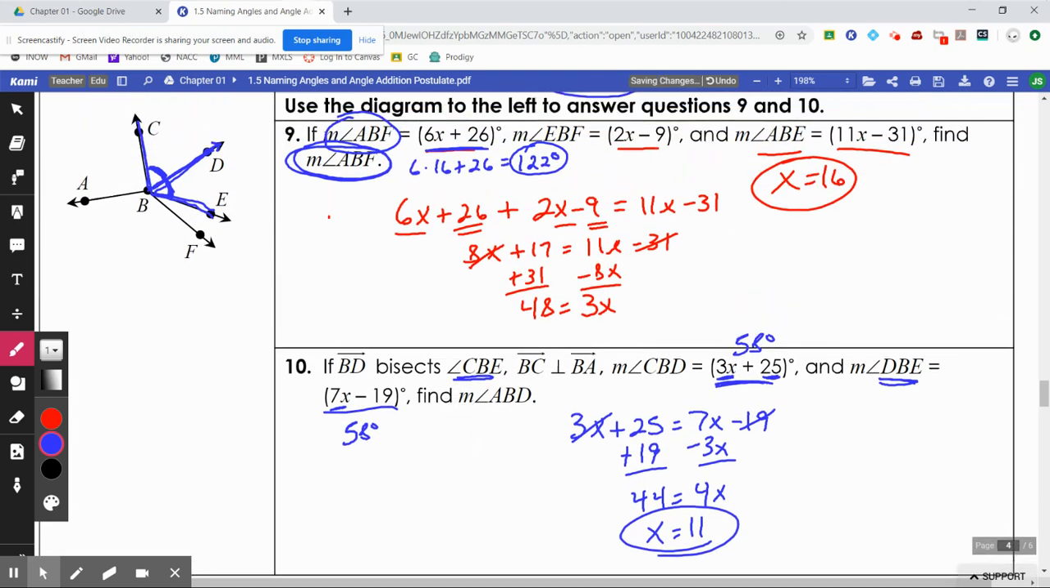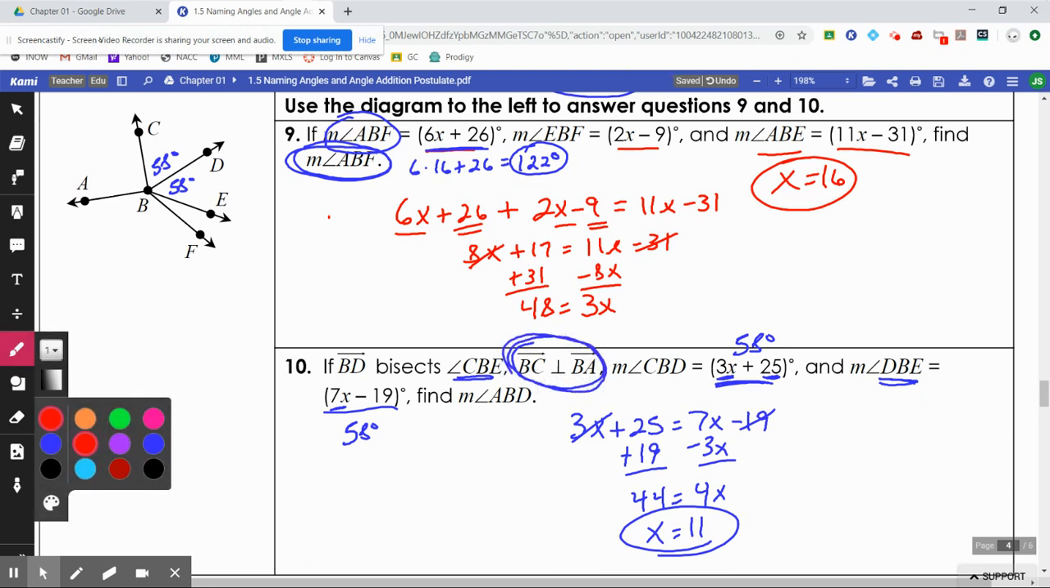So let's go back to my drawing. And I believe we're going to have to find some different angles, but I know now that this one is a 58-degree angle and this one is also a 58-degree angle. It says here also that BC and BA are perpendicular. So what does that mean to our problem? Let's see, what do we look for? We look for ABD. We're looking for this angle.